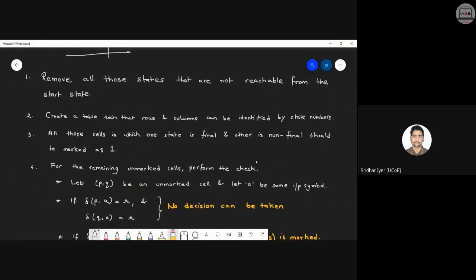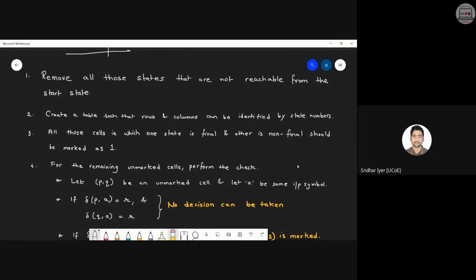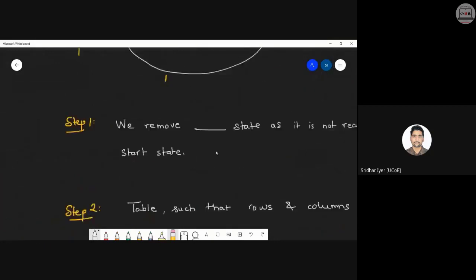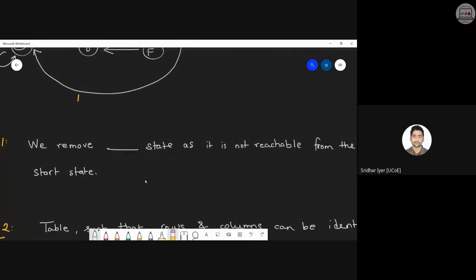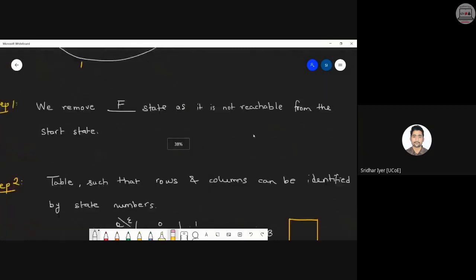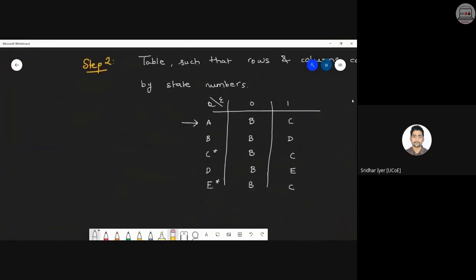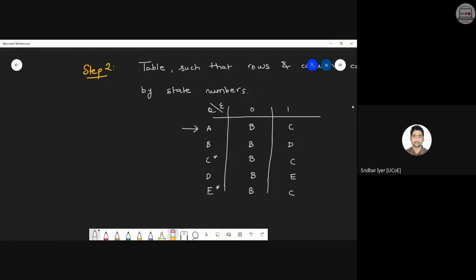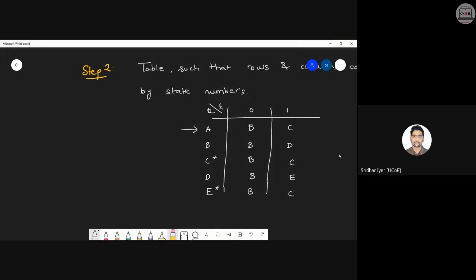Step number two is create a table such that rows and columns can be identified by state numbers. It's your regular table which you design. So I can see that we remove F state as it is not reachable from the start state. Step number two is nothing but your actual diagram after actual table. So after removing your F state, this is what we are left with. This is your step number two. We are used to it. Simply look into the diagram and construct this table. That's it.